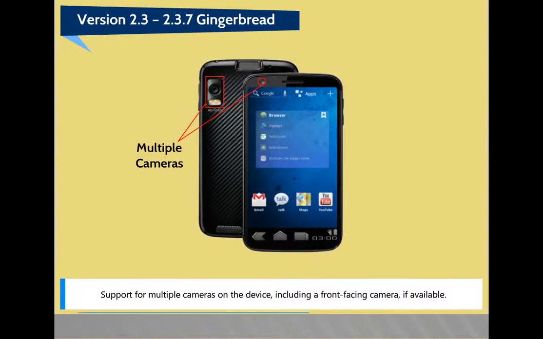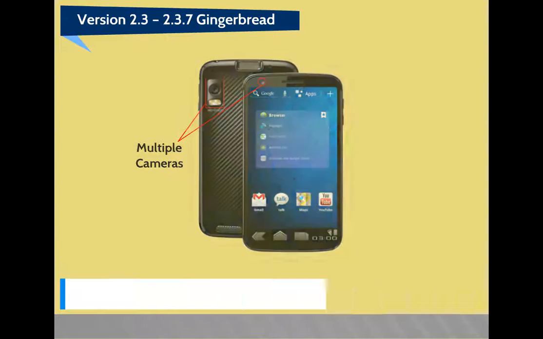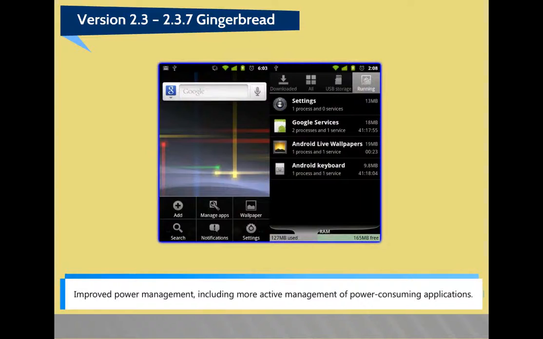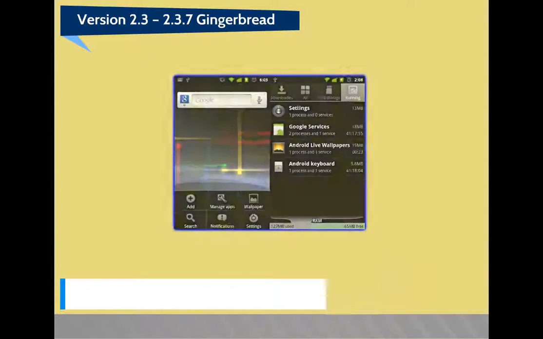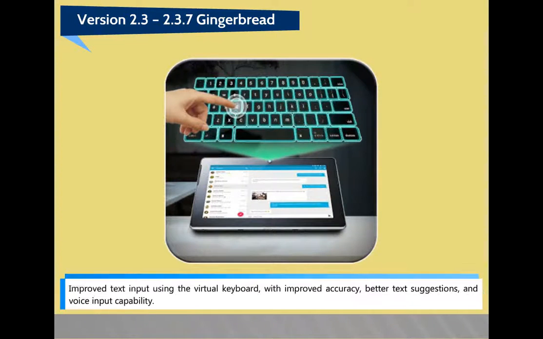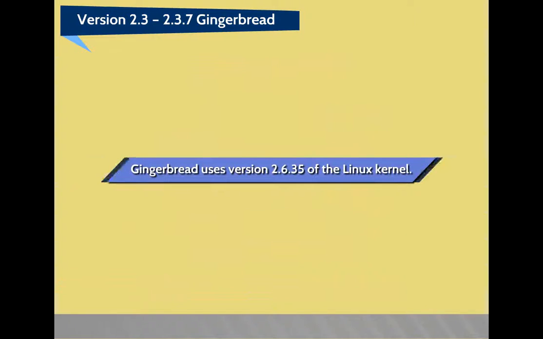Support for multiple cameras on the device, including a front-facing camera if available. Improved power management, including more active management of power-consuming applications. Improved text input using the virtual keyboard with improved accuracy, better text suggestions, and voice input capability. Gingerbread uses version 2.6.35 of the Linux kernel.